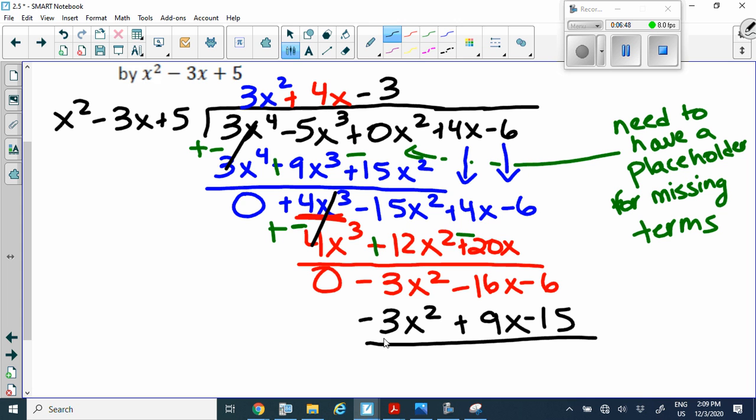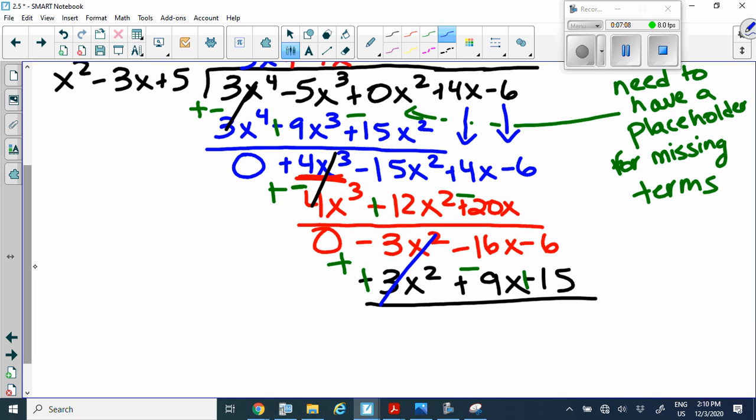Now I'm going to do my vertical addition. So I'm going to subtract, but I'm going to change all the signs. So I changed that subtraction to addition and change all the signs of the terms behind it. Now I combine my terms. So of course these cancel out. They should always cancel out. If they don't, then you need to rethink your work. Then we have negative 16 plus a negative 9. That's going to give us negative 25x. And then negative 6 plus 15, that's going to give us plus a 9 there.